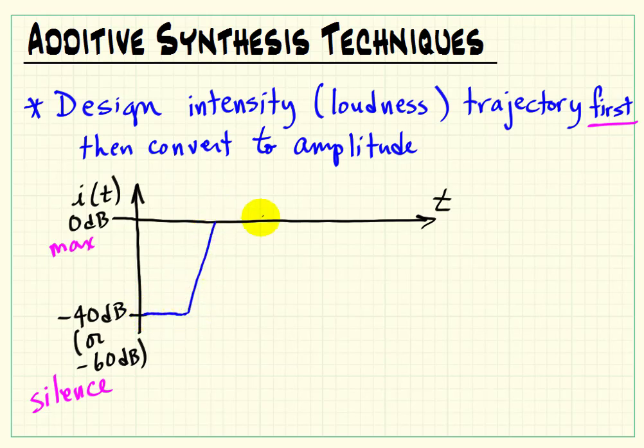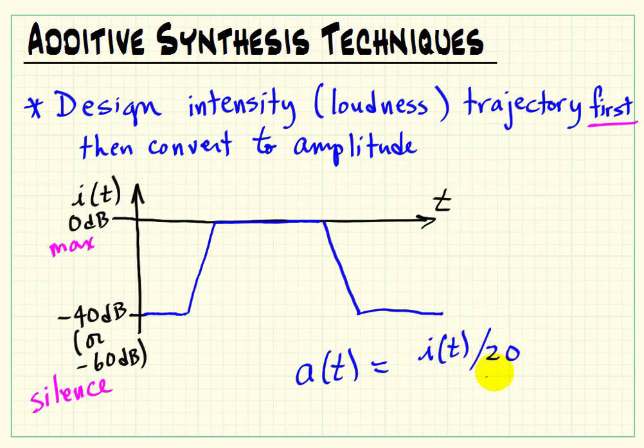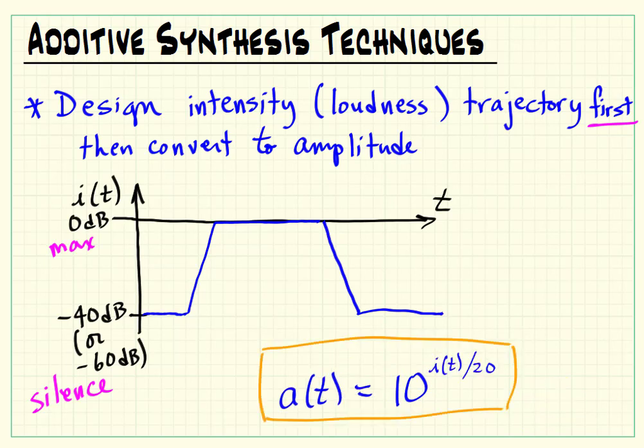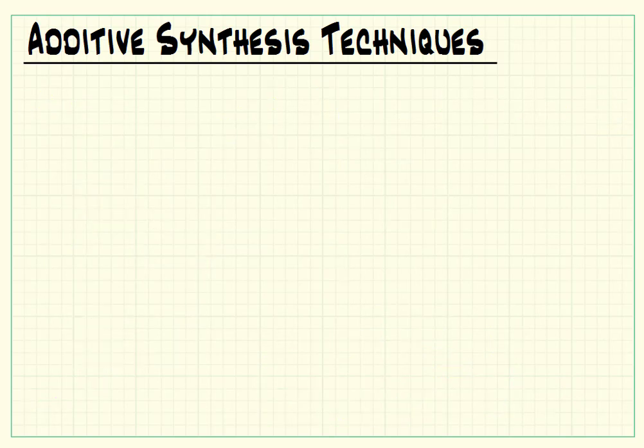Now imagine that we wanted the loudness to be silent for a while, linearly increase up to the maximum value, and then linearly decrease back to silence. So it's probably easiest for us to work with these straight line segments when implementing the intensity trajectory. And then to convert that to an amplitude, we can undo the decibel equation and divide the intensity by 20, and then use that as the exponent of a power of 10. So that then becomes our amplitude trajectory.